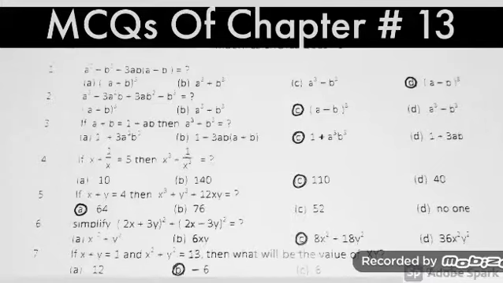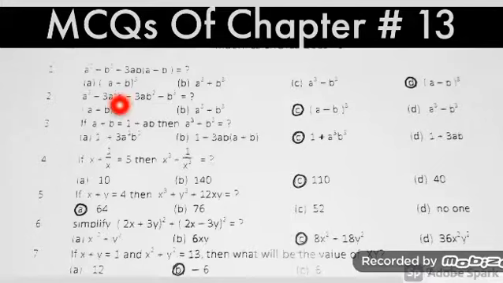To solve the MCQs of chapter 13, we will use the identities which you have used in solving the questions of exercise 13a, and these identities are a minus b whole cube and a plus b whole cube. By using these two identities, we will solve this worksheet of chapter number 13.